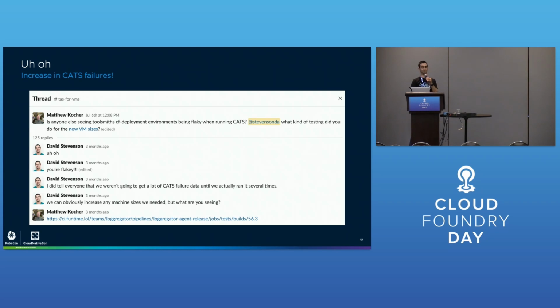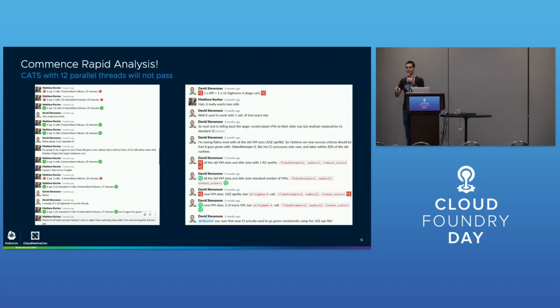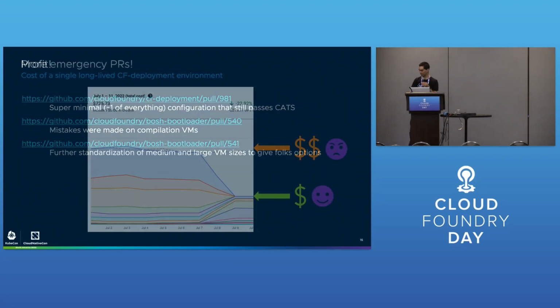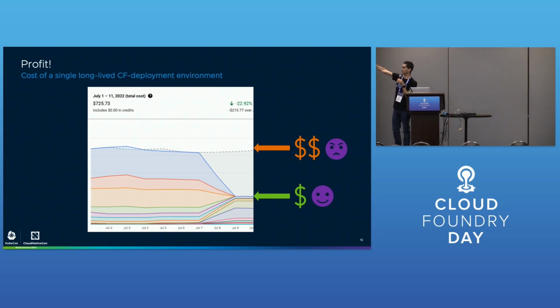So we commenced rapid analysis, right? Trying lots of permutations of how you run CATs, lots of permutations of different VM sizes, different infrastructures and so on, measuring whether they're green or red. Matthew Coker and I went back and forth a lot. He was really helpful. And we figured out basically how to get this consistent by tweaking the CATs, by tweaking the VM sizes just slightly. And some more emergency PRs later, we were able to finally realize some cost savings here, and this is what it looks like. That's a big number up there, and that becomes a smaller number there.